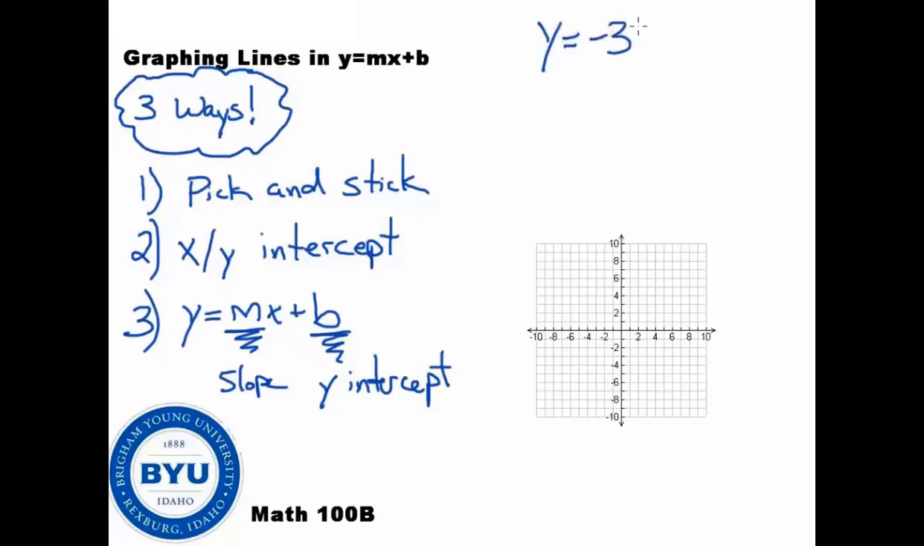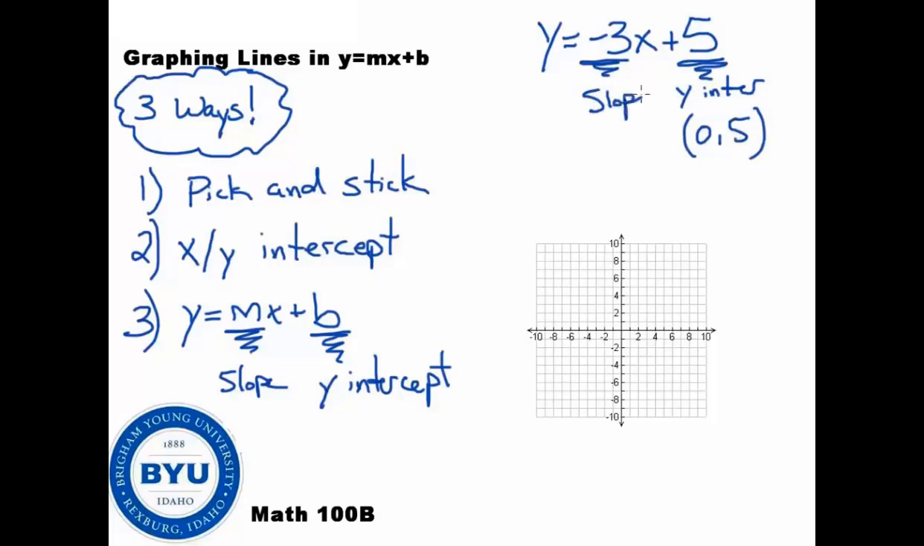So let's say I've got the line y equals negative 3x plus 5. So I know what the y-intercept is. The y-intercept is (0, 5), and the slope is negative 3. Remember, slope is always with the x. So to graph, you simply would first graph the y-intercept, and then second, use the slope to find another point.